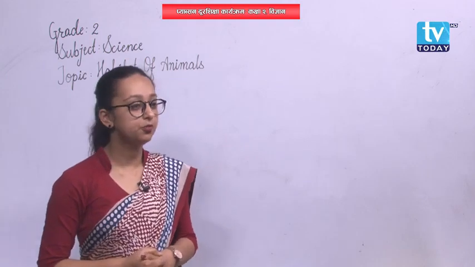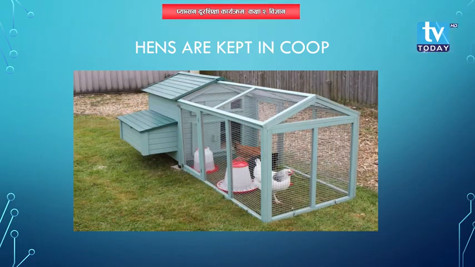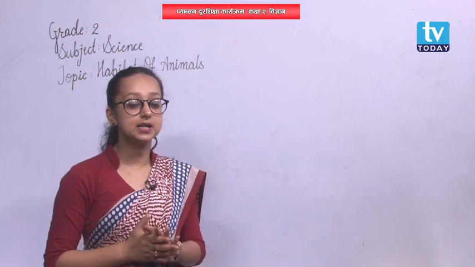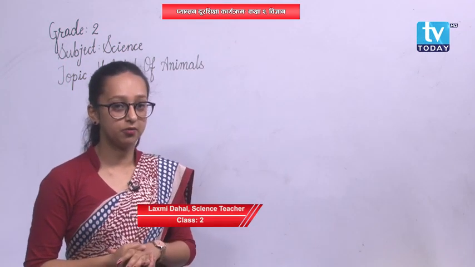the next picture. What can you see there? Can you see the picture of a hen? Where is it then? A hen is shown in the picture, and it is also inside its own shelter. The home of a hen is called coop. The place where hens are kept by human beings is called coop. C-O-O-P, coop. Okay. We discussed almost 7 animals right now.